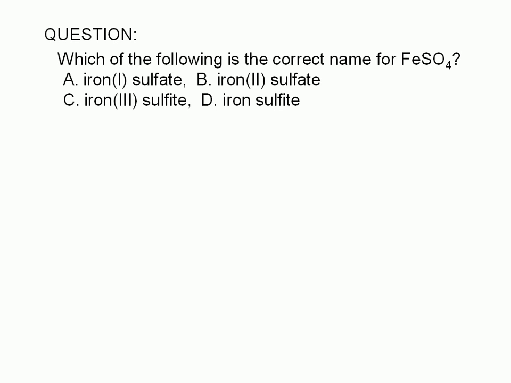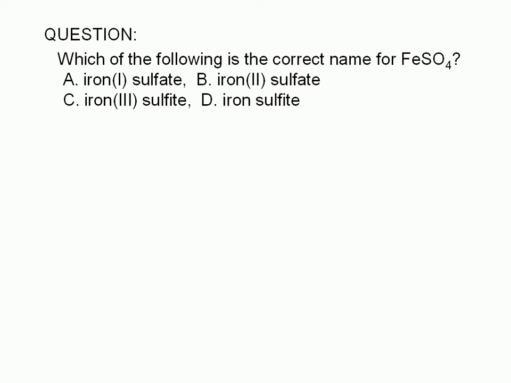Which of the following is the correct name for FeSO4? A. Iron 1 sulfate. B. Iron 2 sulfate. C. Iron 3 sulfite. Or D. Iron sulfite.